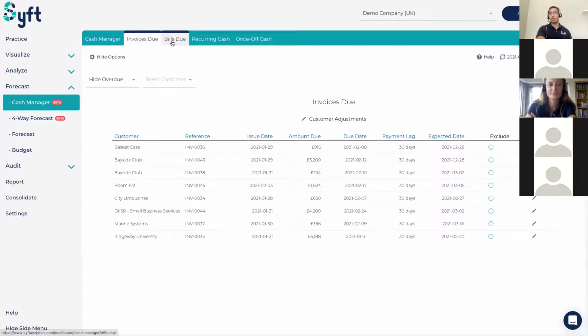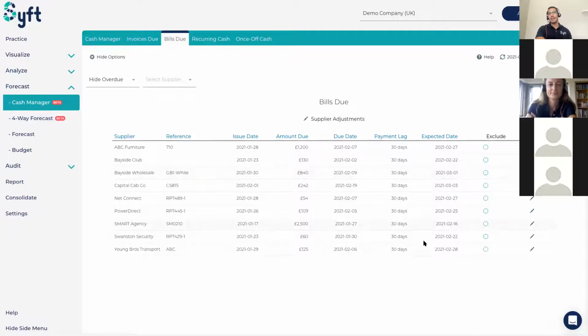Similarly, with bills due, maybe your client says, I'm going to actually push out that bill, and instead of paying it on the 16th of the month, I'm going to pay it a little bit later on. I've spoken to my supplier.